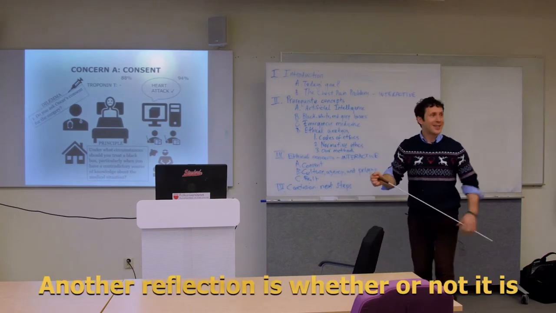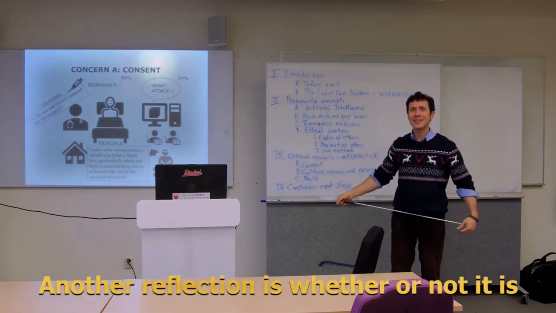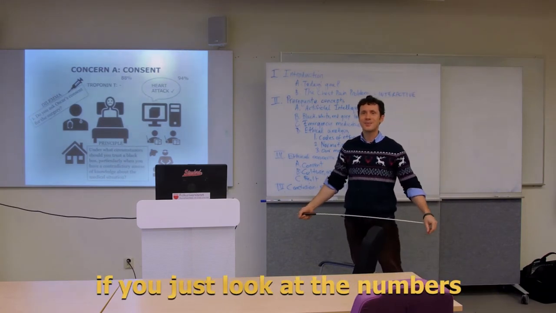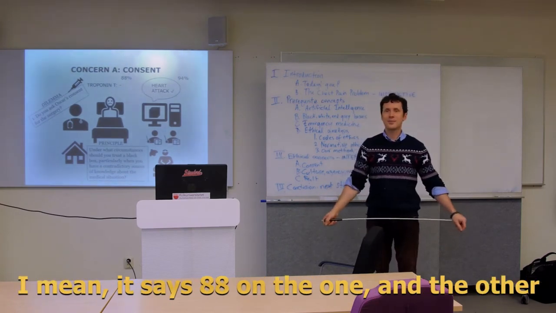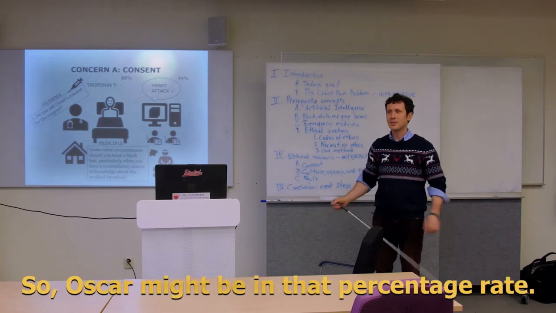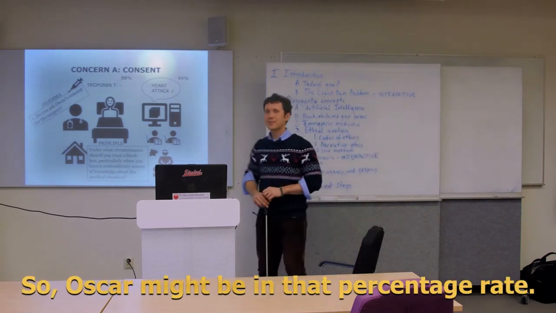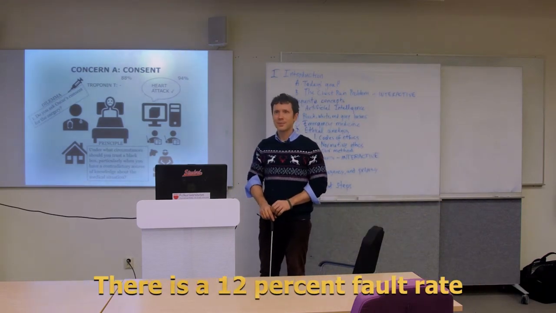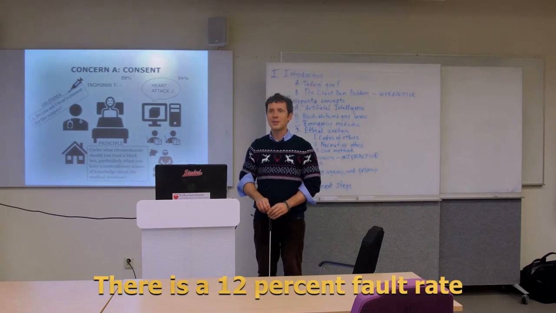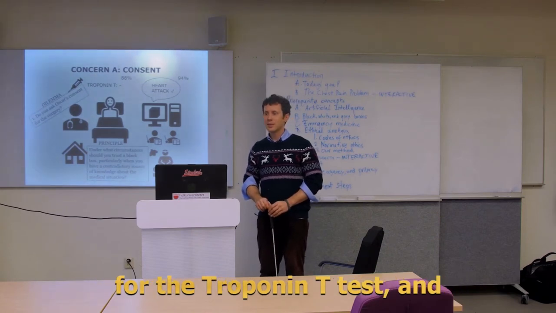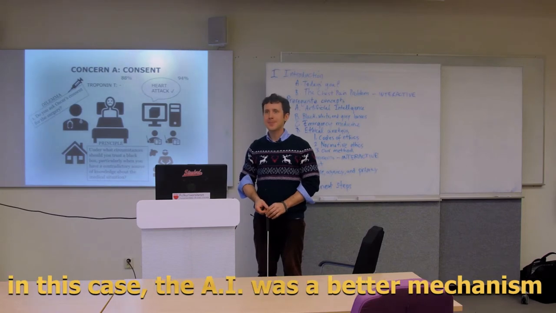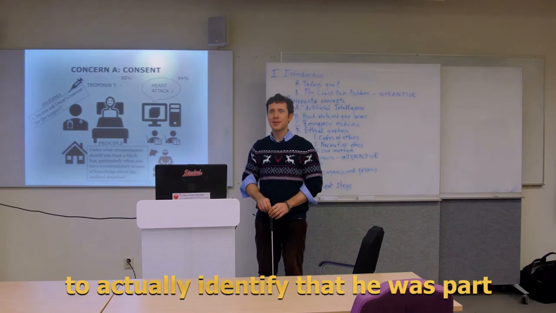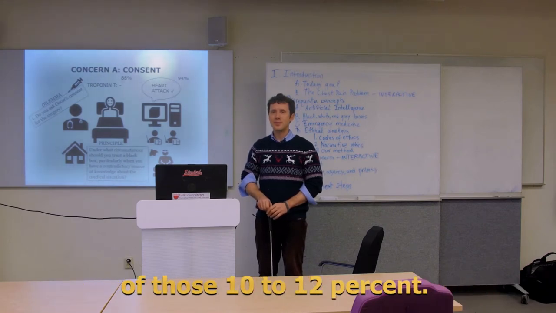Another reflection is whether it is actually contradictory, because if you just look at the numbers, it says 88% on the one and 94% on the other. So Oscar might be within that percentage, right? There is a 12% fault rate for the troponin T test and just 6% on the other one. So perhaps in this case, the AI was a better mechanism to identify that he was part of that 12%.